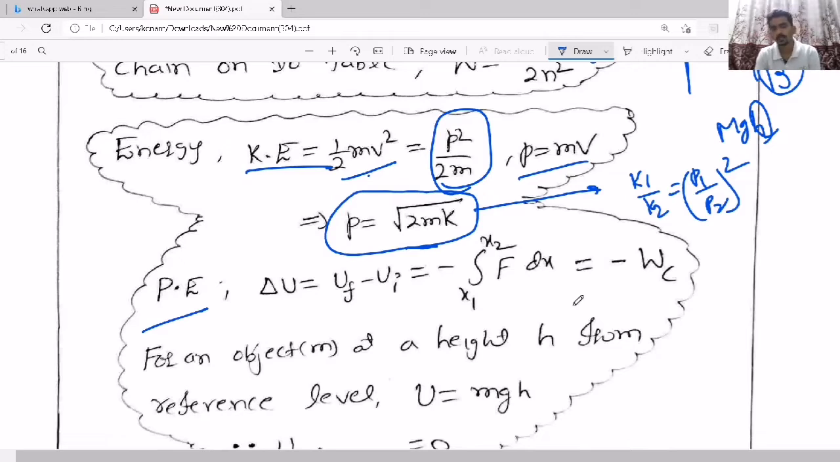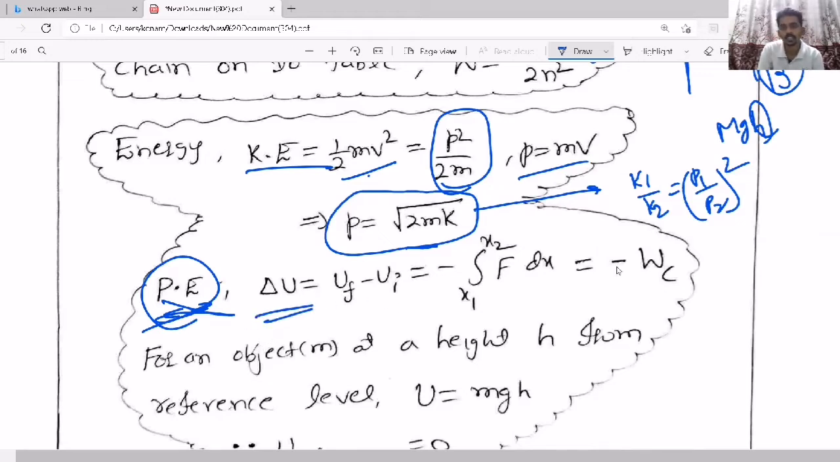So when the body is moving, due to its motion, the energy possessed by the body, we call it kinetic energy. So kinetic energy is nothing but the energy possessed by the body by virtue of its motion. And the next one is potential energy. The potential energy is nothing but the energy possessed by the body by virtue of its configuration or position or change in shape.